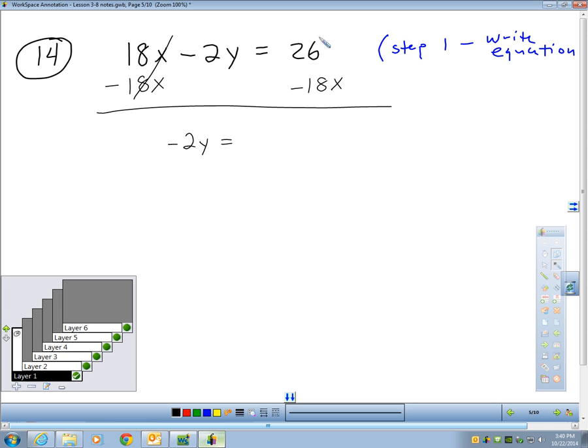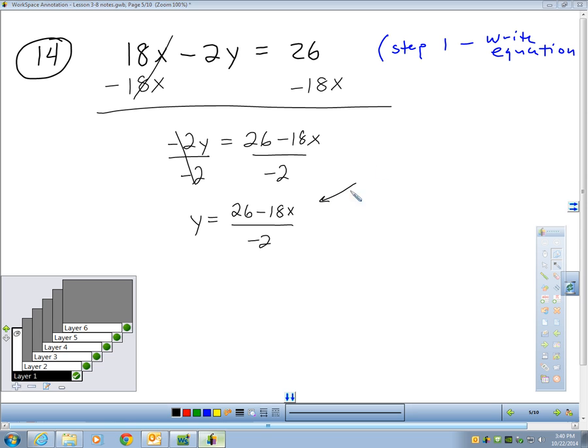Now I cannot subtract 26 and 18x. They're not alike. So I'm just going to write it out as 26 minus 18x. Next step, I got to get rid of the times negative 2. So I'm going to use the division property of equality and divide each side by negative 2. Now, that means y equals 26 minus 18x divided by negative 2.